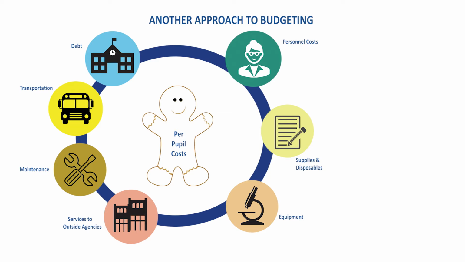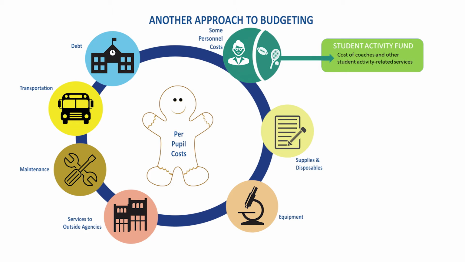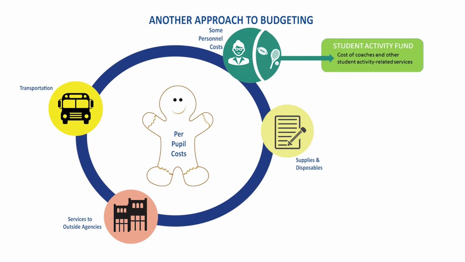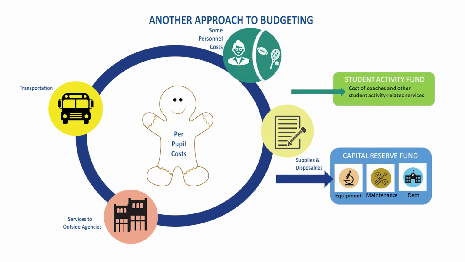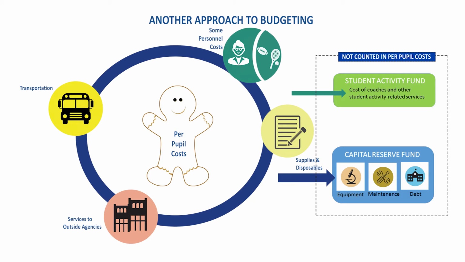For example, it is possible and legal for a district not to include some personnel costs in their general fund. Instead, the cost of coaches and other student activity-related services may be allocated to a student activity fund. Or, a district could allocate the costs associated with equipment, maintenance, and debt in its capital reserve fund and not in its general fund. Again, while these budgeting strategies are legal and acceptable ways to allocate funds, doing so removes the costs from the general fund. As a result, districts with a reduced general fund may see a lower per pupil cost.